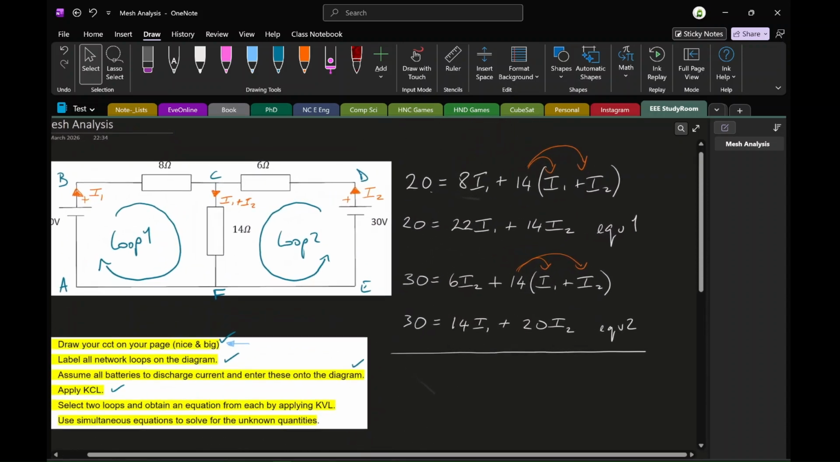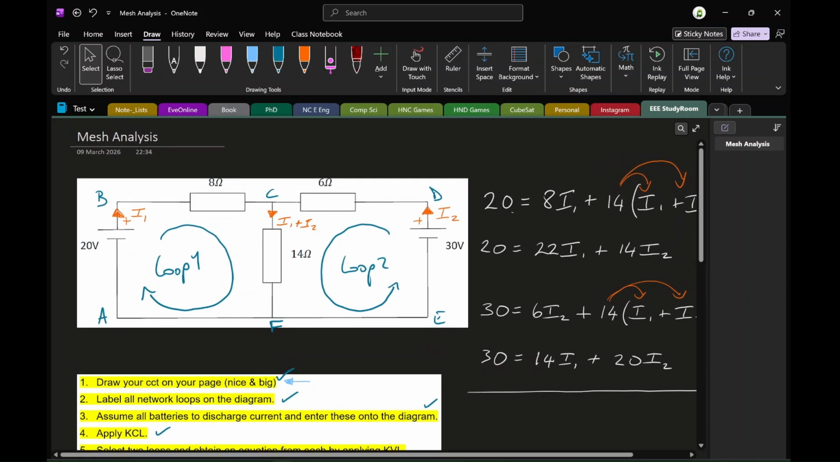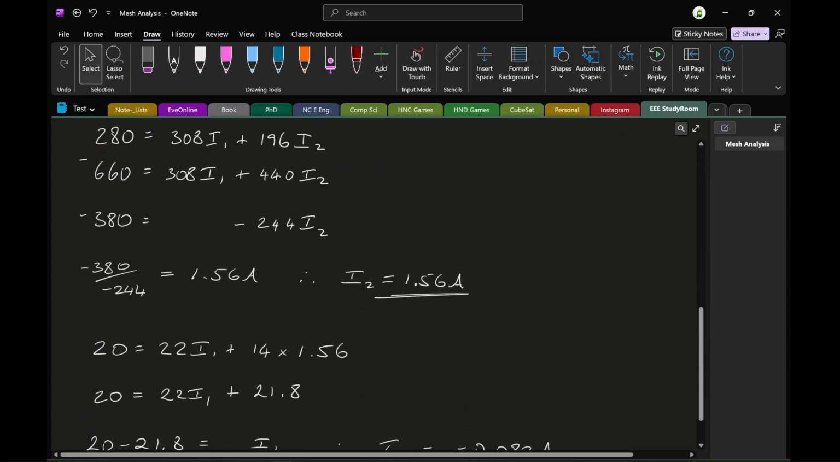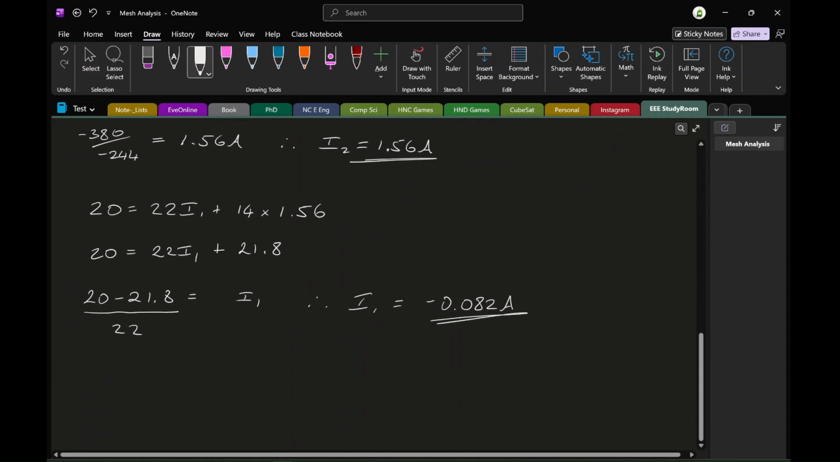One thing we haven't done is figure out a third current. Let's go back to our mesh analysis. This 20 volt cell is producing I1, which is flowing around the branch from B, C, F, A and back to the battery. So the current flowing through the 8 ohm resistor is I1. Likewise, the 30 volt cell has this loop here going from D, C, F to E. So the current flowing through the 6 ohm resistor is I2, but the 14 ohm resistor carries the sum of I1 plus I2. So the final current that we need to work out is I1 plus I2.